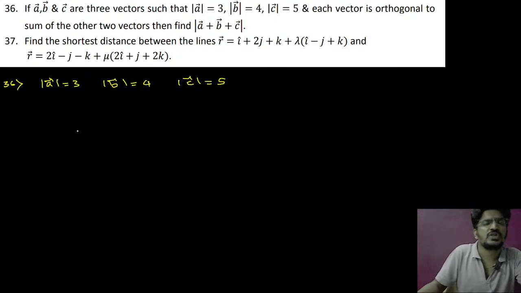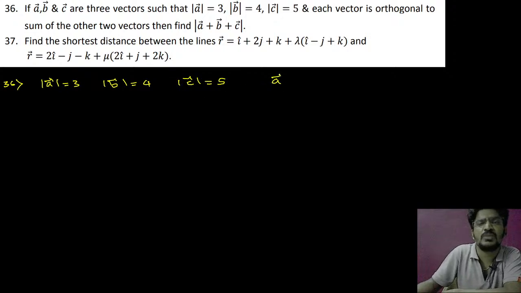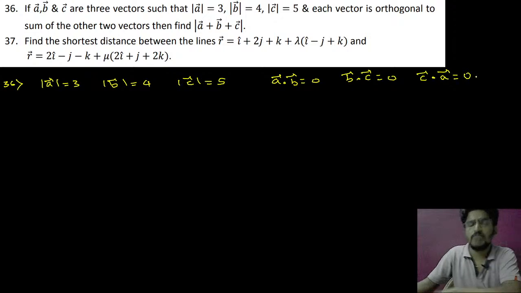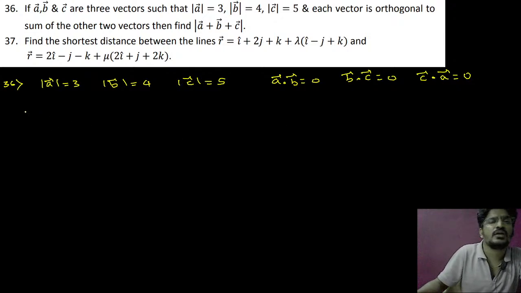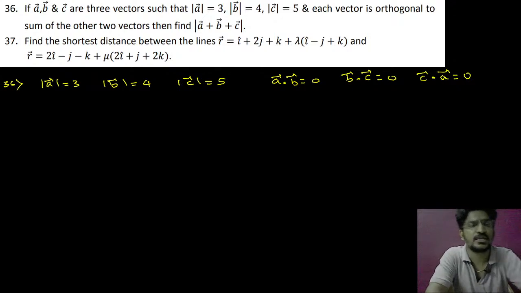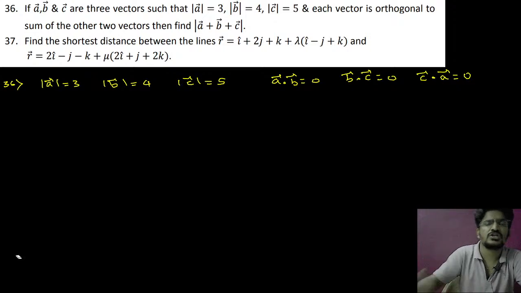Okay, so now we can go for mod of a equal to 3, mod of b equal to 4, mod of c equal to 5. Each vector is orthogonal means vector a dot vector b equal to 0, vector b dot vector c equal to 0, vector c dot vector a equal to 0, because they are orthogonal means they are perpendicular to each other. Okay, then we have to find, each vector is orthogonal to sum of other two vectors. Okay, sorry for this, I have not read the question fully.